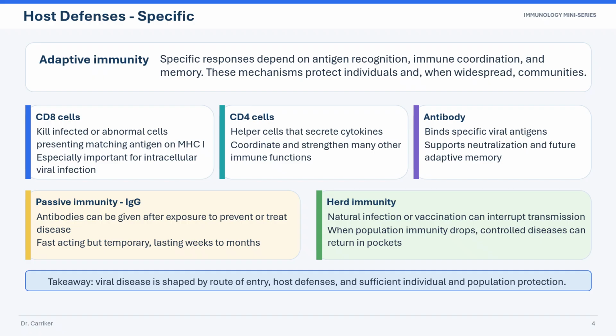CD8 cells kill infected cells. CD4 cells coordinate the response. Antibodies help neutralize pathogens. Passive immunity can provide temporary protection, and herd immunity helps interrupt transmission at the community level.